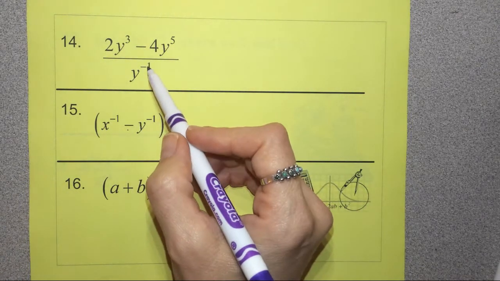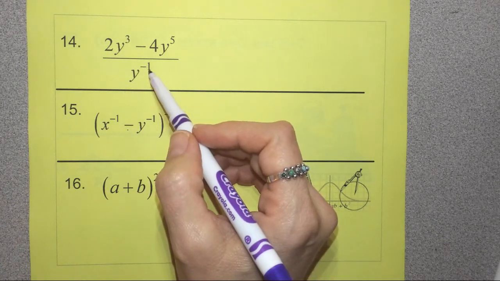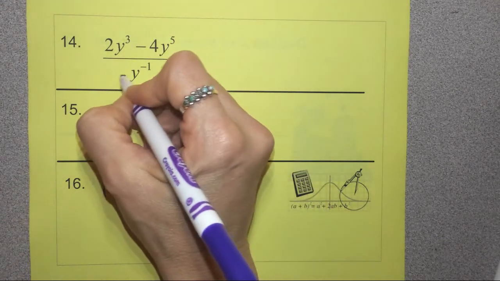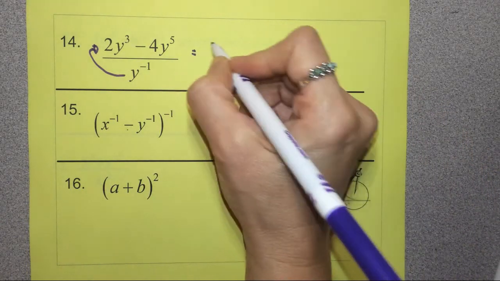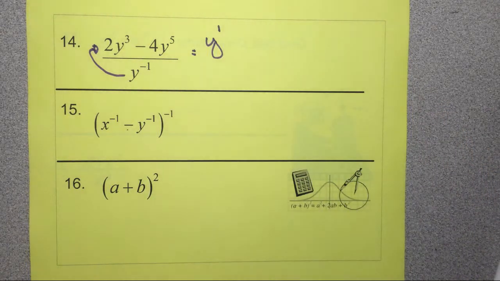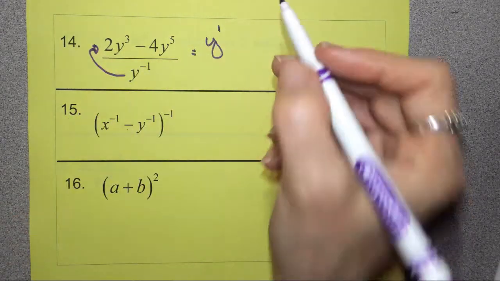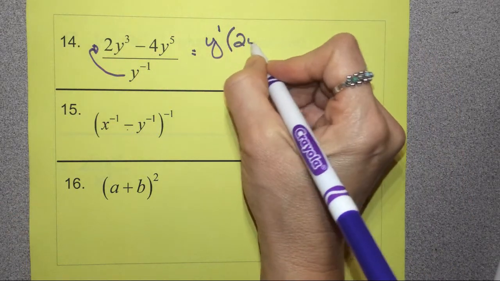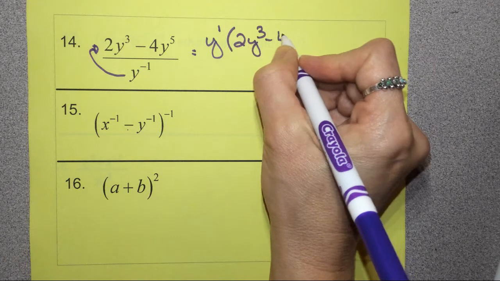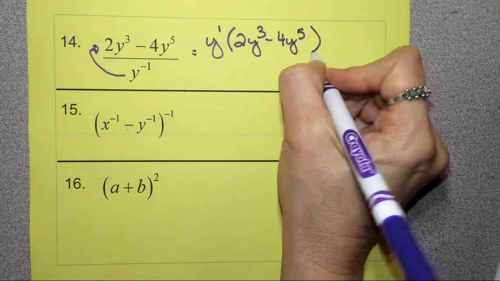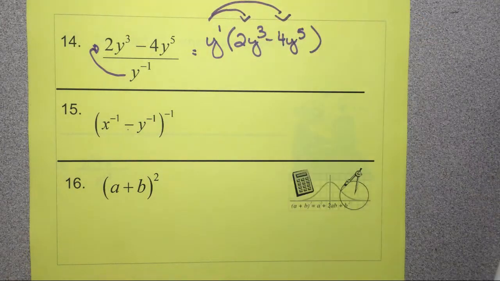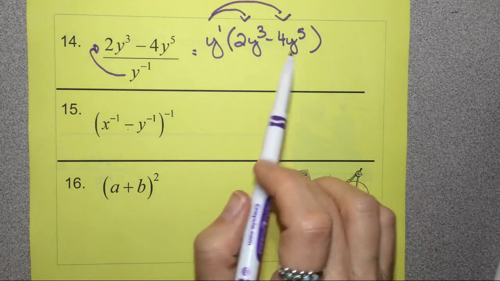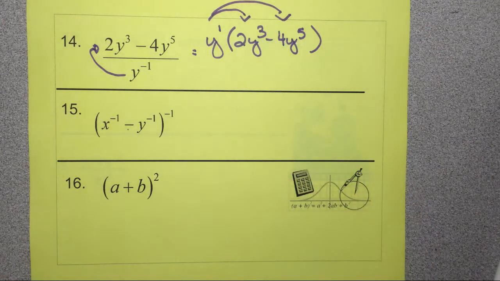So on 14, I can't have a negative exponent, so I'm going to take care of that by moving this y to the negative 1 up to the top. So I'm going to write equals y to the positive 1. Because there's more than one term here, I have to put these in parentheses. And because I'm putting in parentheses, I'm going to distribute like we did in Algebra 1.